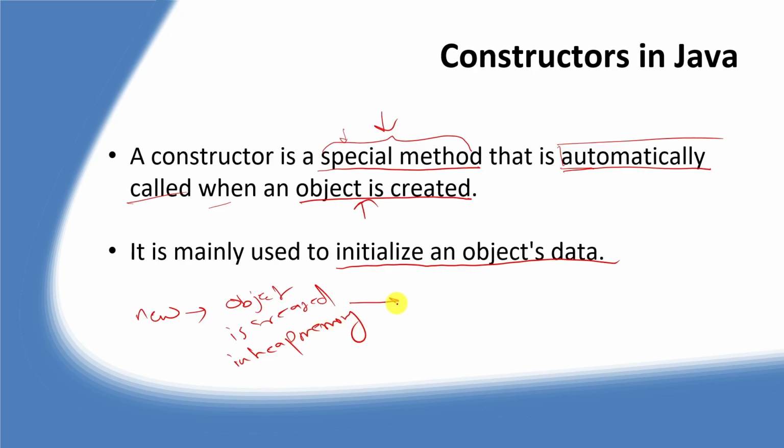Okay, but that object should have properties and behavior, right? So these properties and behaviors, this is data. The main purpose of the constructor is to initialize, focus on this word, initialize an object's data, properties and behavior. So we will initialize properties with the help of the special method, which is the constructor. Whenever we create an object, the constructor automatically gets called and it initializes the values, the properties, the object data.